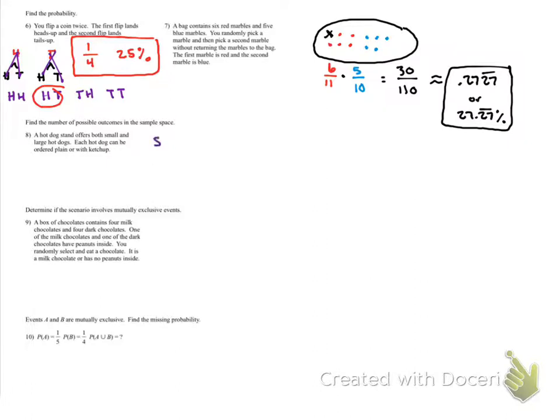So here's our small hot dog, here's our large hot dog. Each one of these can be plain or ketchup. Now the total possible outcomes, just like we did with the heads and tails, we have small and plain, small and ketchup, large and plain, large and ketchup. So we have 4 possible outcomes, and they are these here. There's our list.